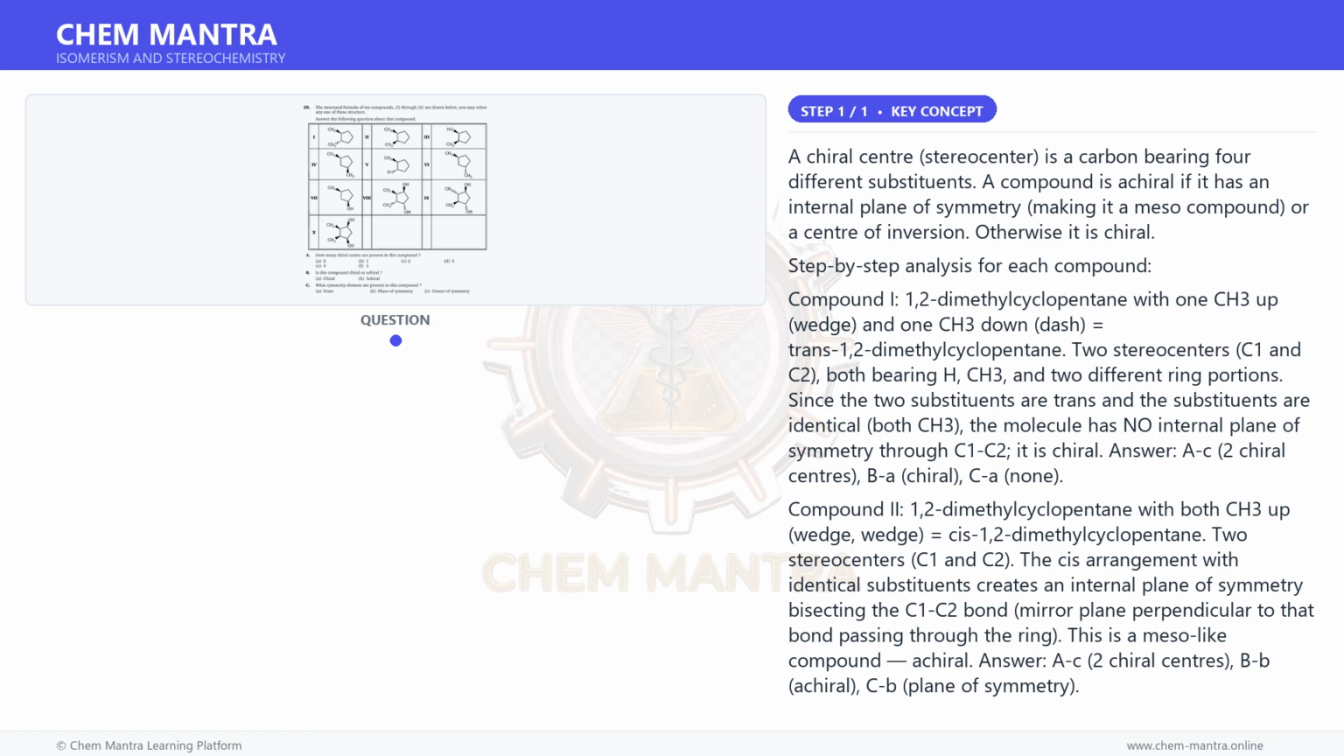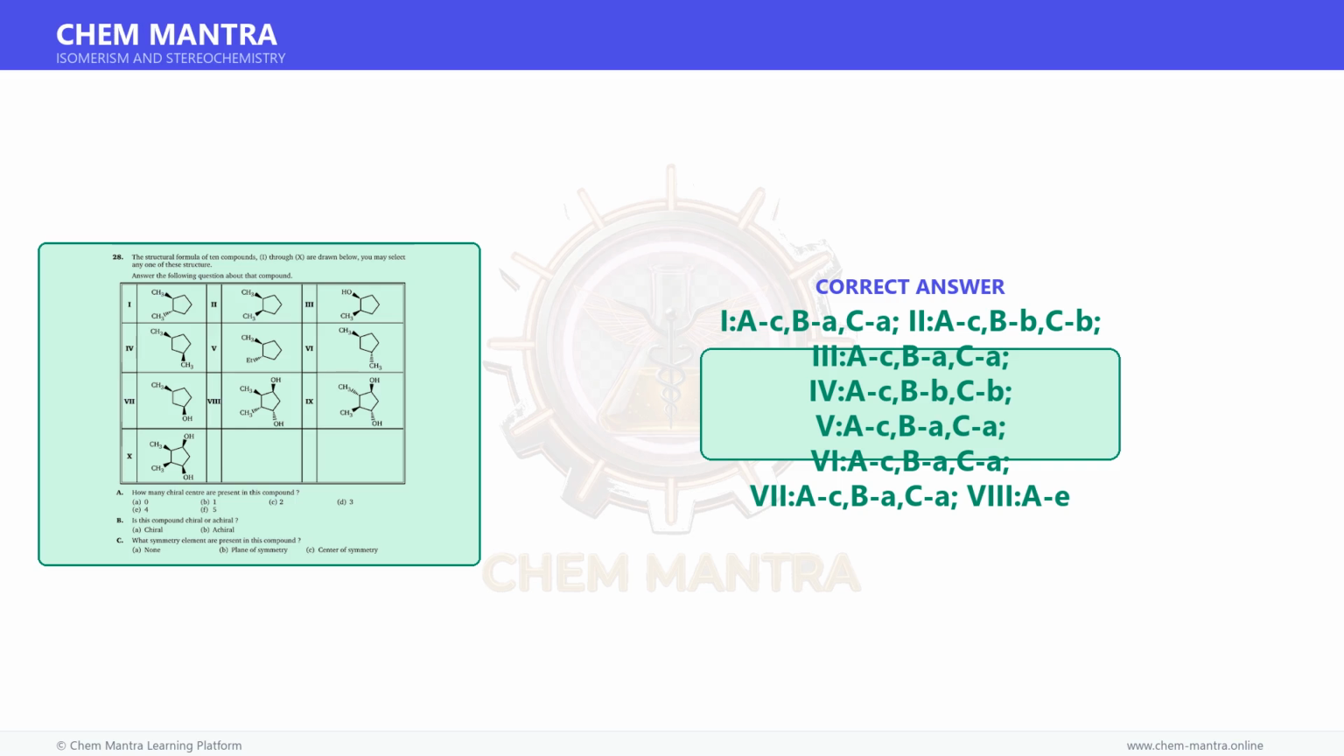Therefore, the correct answer is I: A, C, B, A, C, A; 2: A, C, B, B, C, B; 3: A, C, B, A, C, A; 4: A, C, B, B, C, B; V: A, C, B, A, C, A; 6: A, C, B, A, C, A; 7: A, C, B, A, C, A; 8: A, B, B, C, B; 9: A, B, A, C, A; X: A, B, B, C, B. The correct answer is shown on screen.